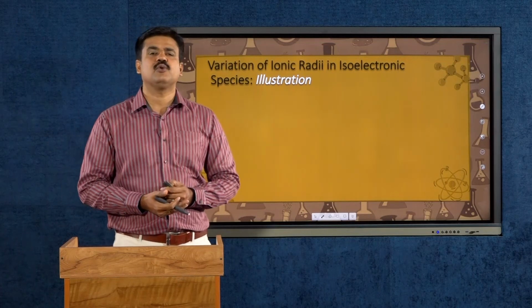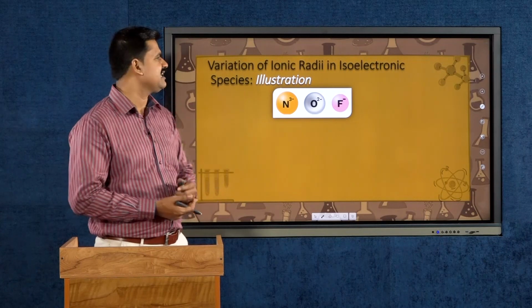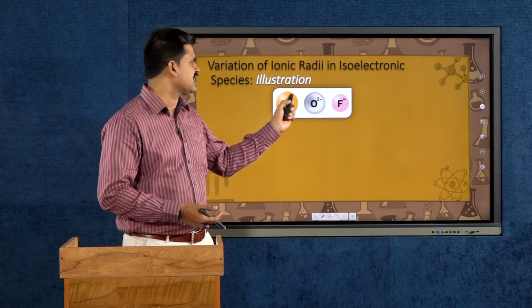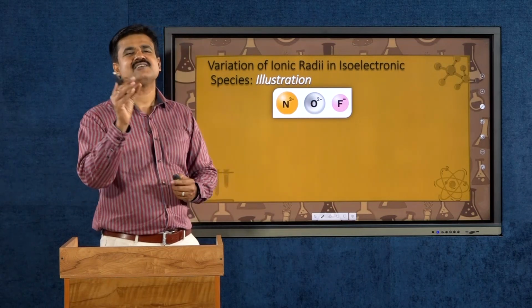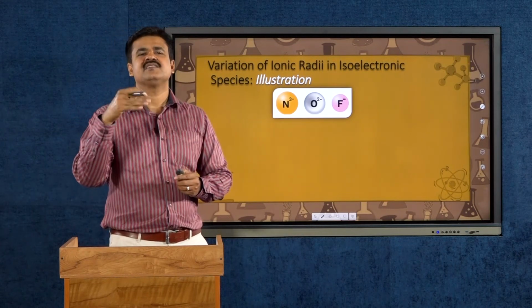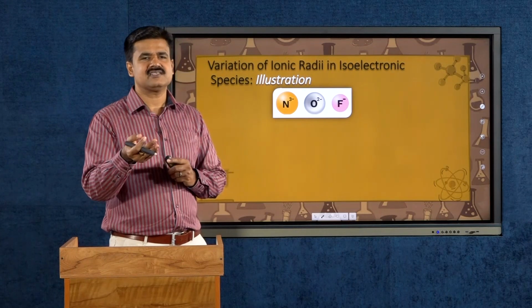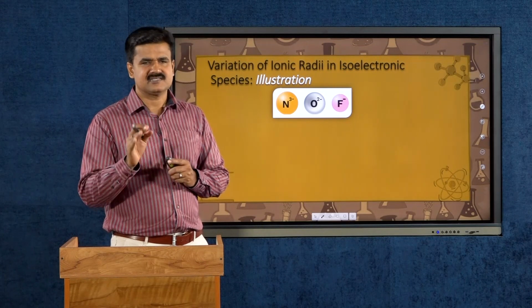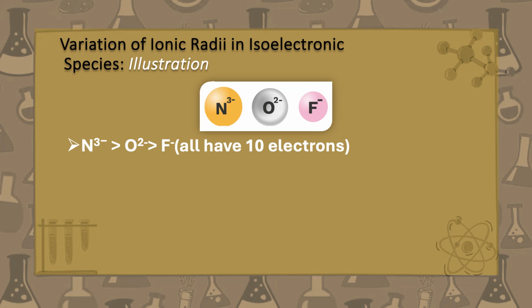Now, variation of ionic radii in isoelectronic species, another illustration. Consider N3-, O2- and F-, the nitride, oxide and fluoride ions. You can see F- is associated with the smallest size. The reason is simple. In the case of N3-, the nuclear charge is very low compared with the others. Higher the nuclear charge, smaller will be the size. So in the case of F-, the size is very small. That is N3- greater than O2- greater than F-. Even though all have the same number of electrons, size follows this order.